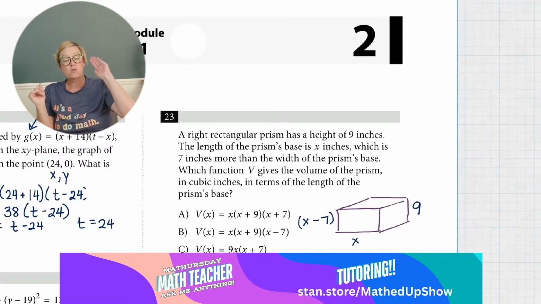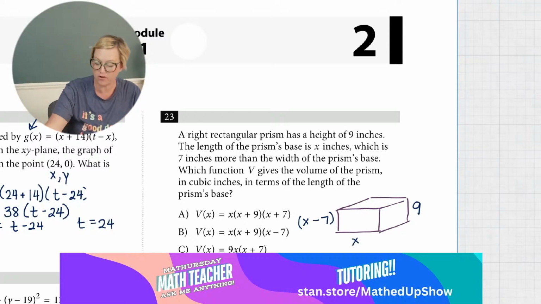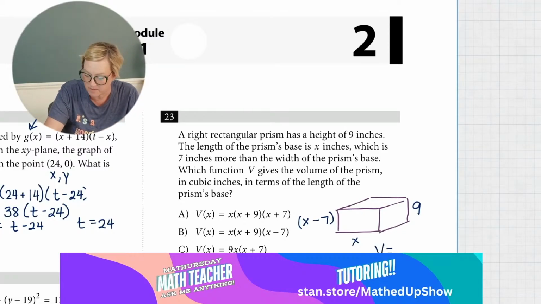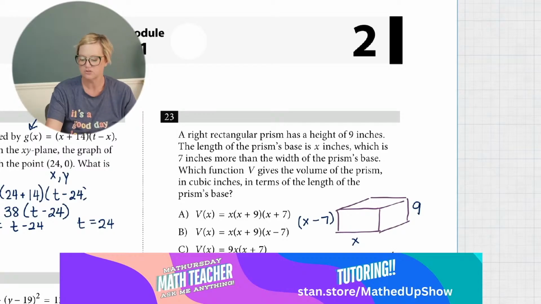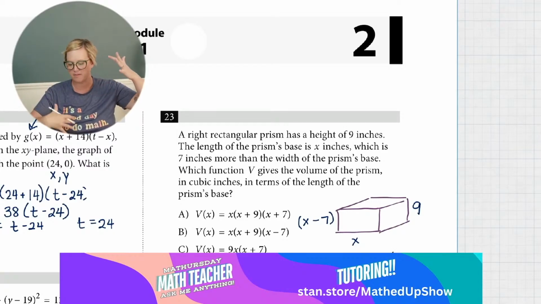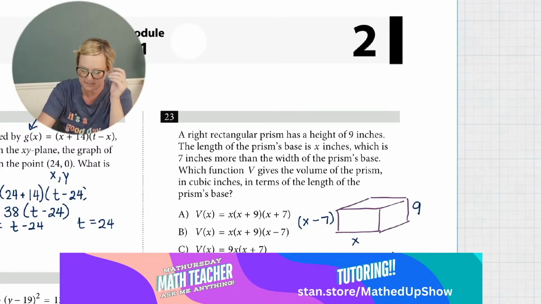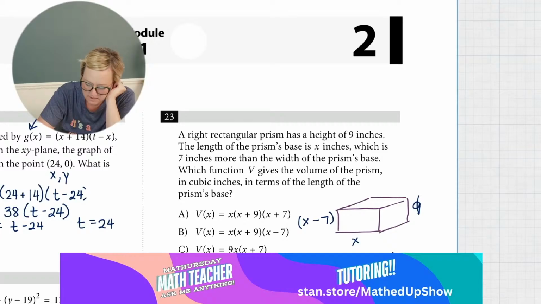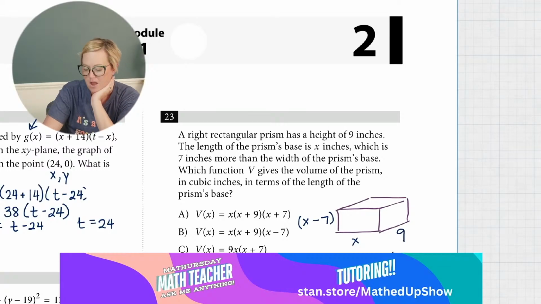What matters is that they are the 3 different dimensions, and to find volume, volume is going to be the length times the width times the height of that rectangular prism. So the volume is length times width times height. Oh, it does matter that I labeled this dimension twice. So I've got to put 9 here. There we go. So I've got X times 9 times X minus 7.